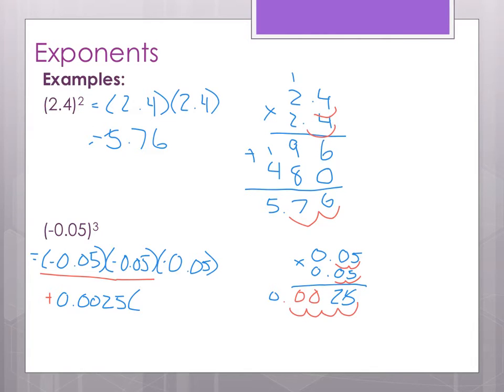and I have to bring down this term that I haven't used, another negative 0.05. Now I have a positive times a negative. This is going to give me a negative answer, so I'm going to go ahead and put that sign in now so I don't forget.